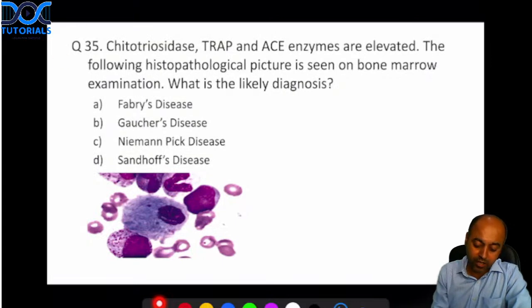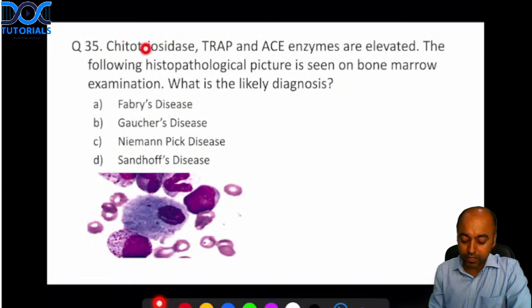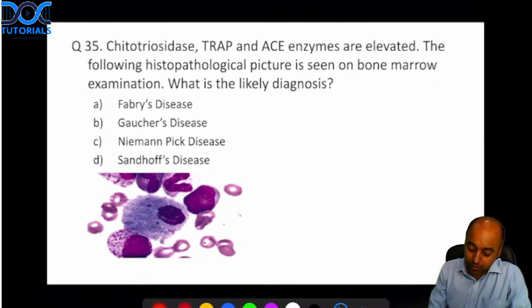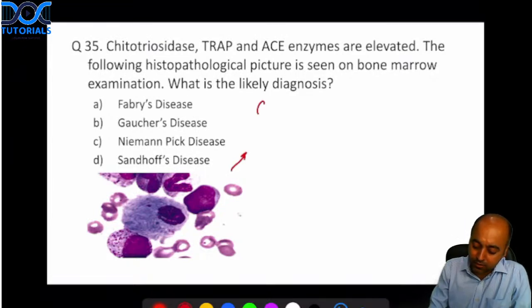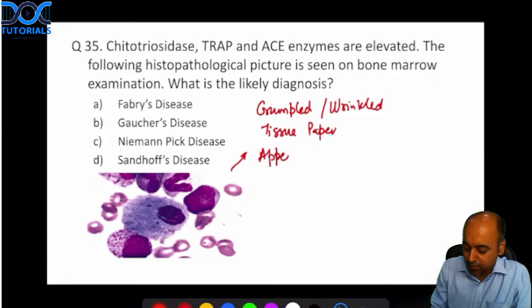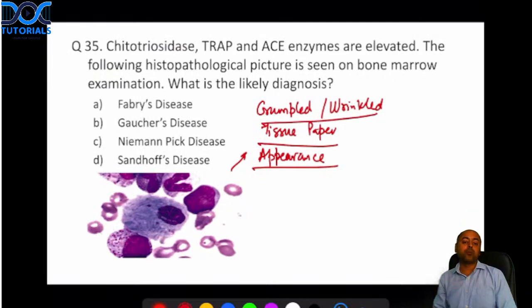Question number 35, again another clinical case. Chitotriosidase and tartrate-resistant acid phosphatase enzymes are elevated. The following histopathological picture is seen on bone marrow examination. What is the likely diagnosis? This picture is described as a crumpled or wrinkled tissue paper appearance. Crumpled or wrinkled tissue paper appearance.